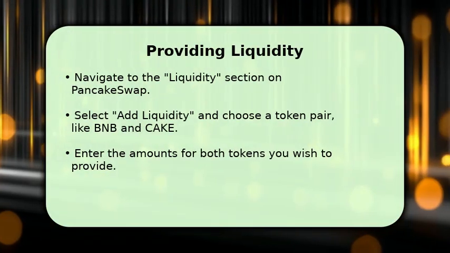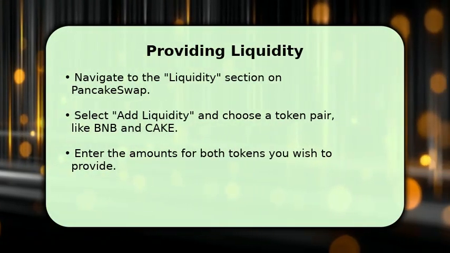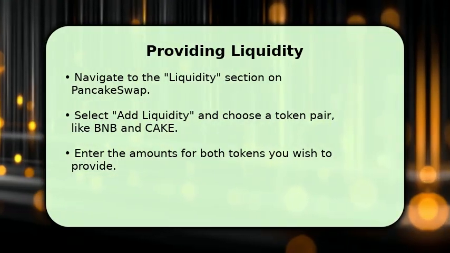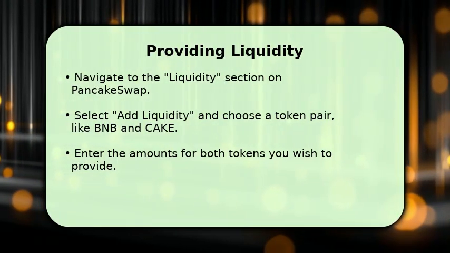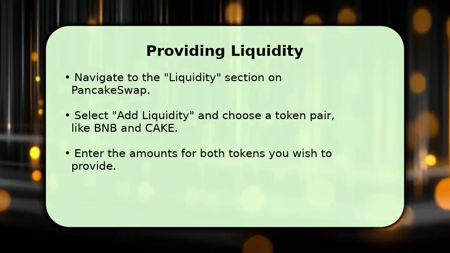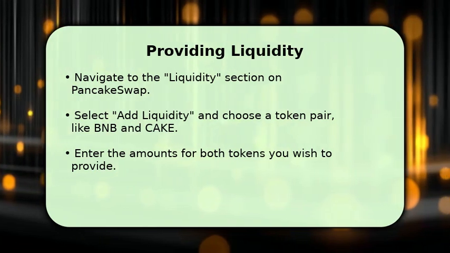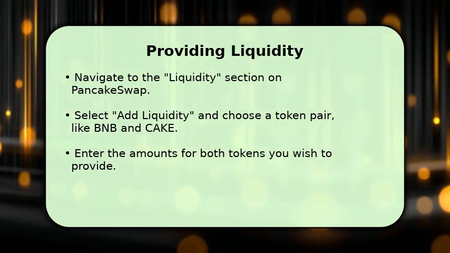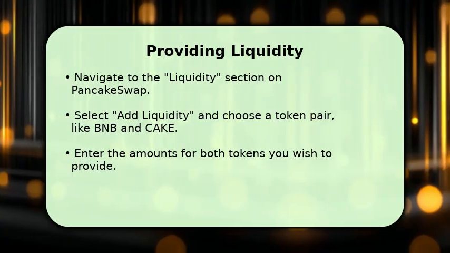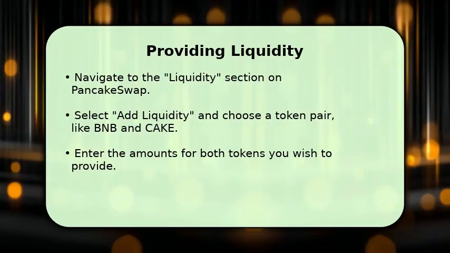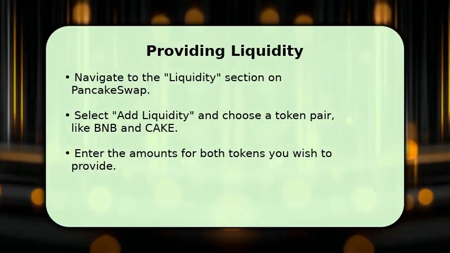If you're interested in earning rewards, consider providing liquidity. Go to the Liquidity section on Pancakeswap. Choose Add Liquidity and select a token pair, such as BNB and Cake. Input the amounts for both tokens you want to contribute. Confirm the transaction to add your assets to the pool, potentially earning a share of trading fees. This can be a great way to grow your holdings.